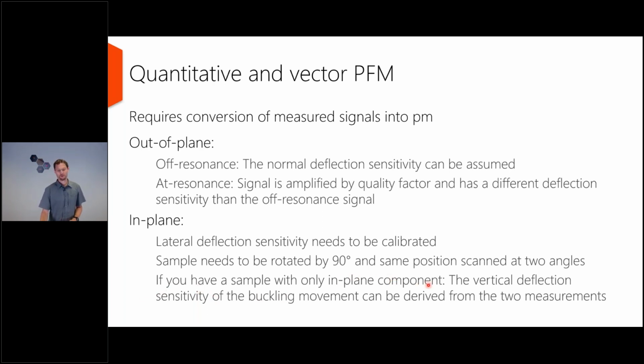If you have only a sample with an in-plane component, the vertical deflection, or the buckling movement, might be derived from these two measurements as well. But that is getting tricky, because it's again a buckling movement, which has a different deflection sensitivity than the deflection sensitivity that you would have for the off-resonance case. So it's not just taking, I feel so many nanometers per volt, and using the same factor. That factor is not holding. And otherwise it can be tricky to get the in-plane component away from the out-of-plane component.